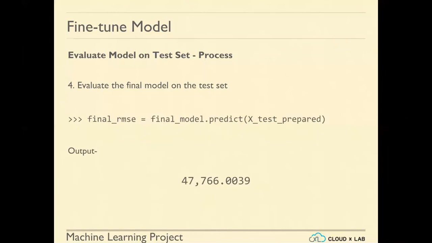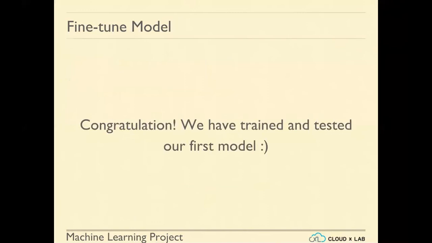So on the test, the root mean square error that we got is around 47,766. That's not very bad because we had a similar score on our training data, right? So we have trained and tested our first model, and I hope everybody is clear about it.